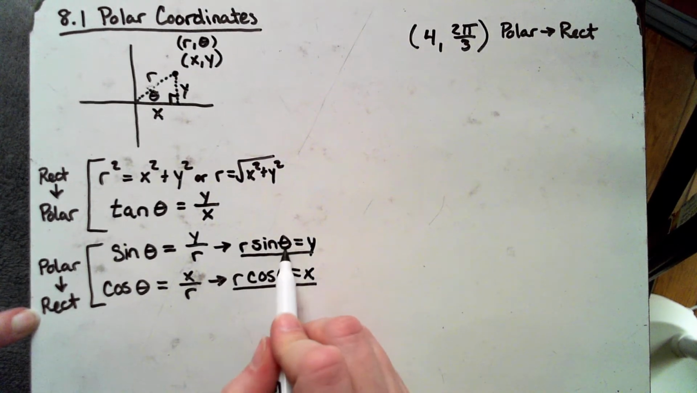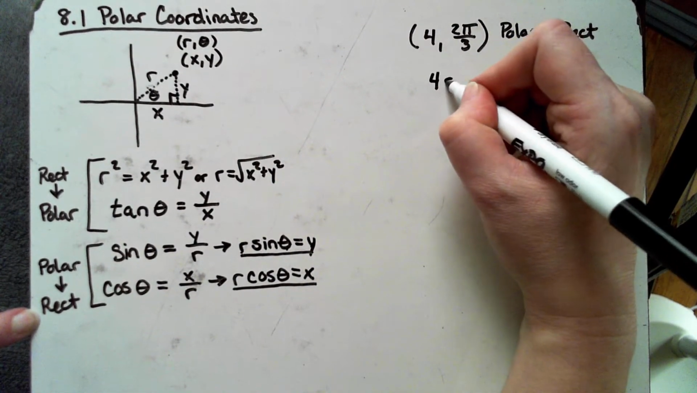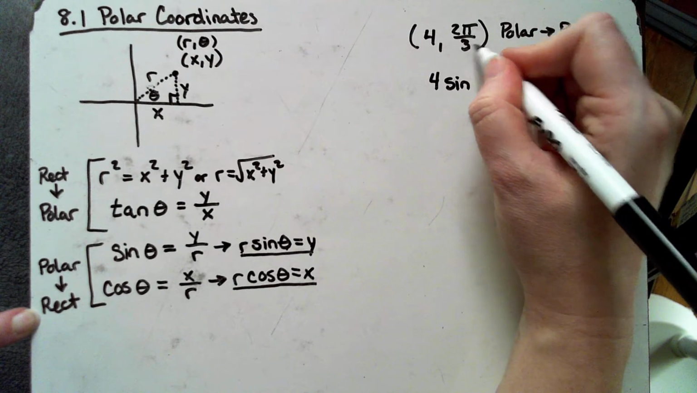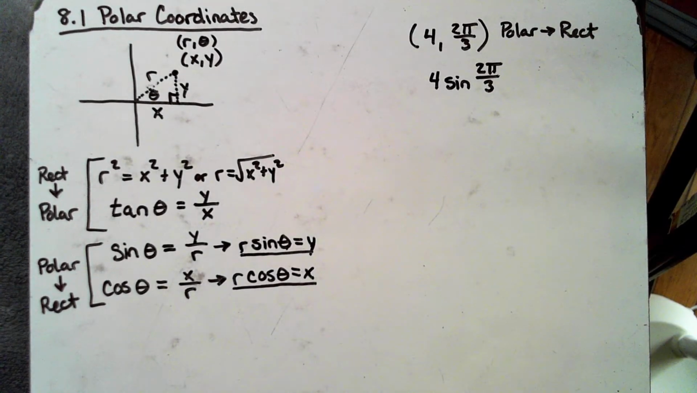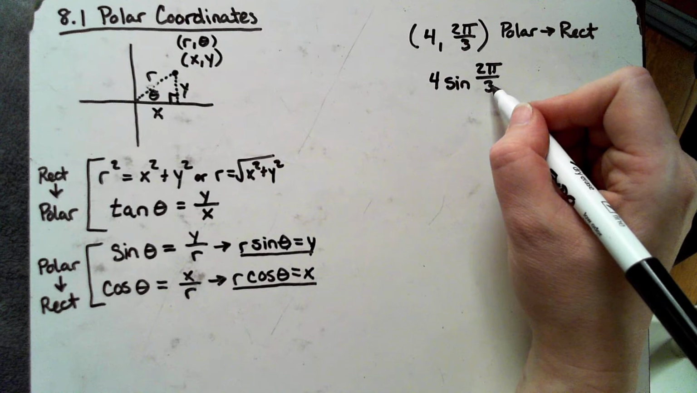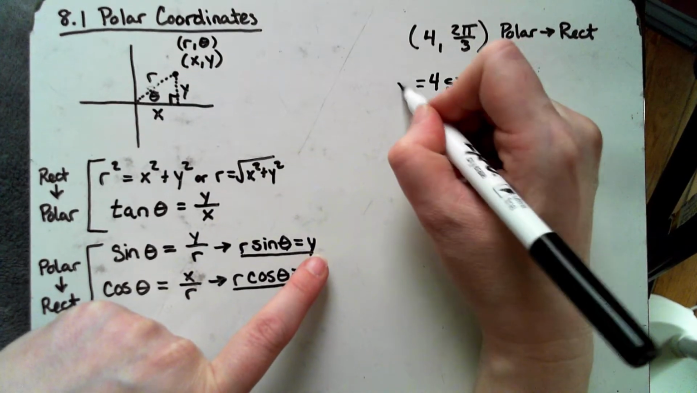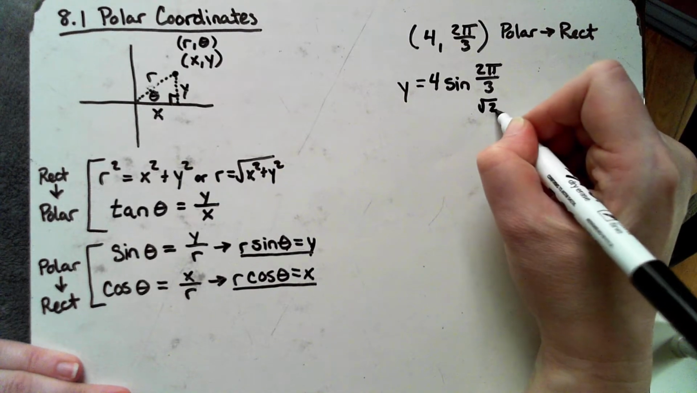So I'm just going to plug in what I know. I know r is 4 and sine theta, sine 2 pi over 3. So for this, I would get out my unit circle and I would find the sine at 2 pi over 3. Now remember, this is the y value. 2 pi over 3 is square root 2 over 2.